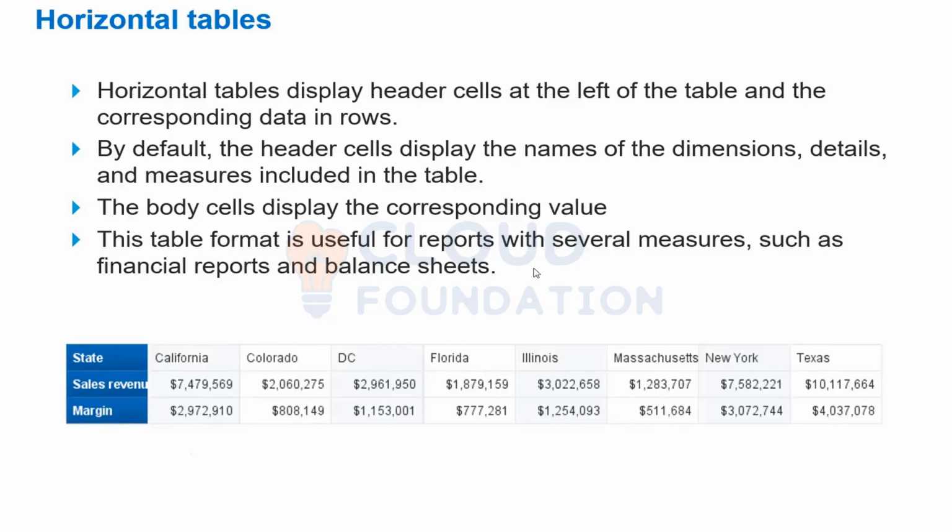This table format is useful for reports with several measures. When we have more measures to display, then it is useful. For example, financial reports and balance sheets. The financial reports and balance sheets, they contain many key figures. In those scenarios, horizontal tables are suitable.